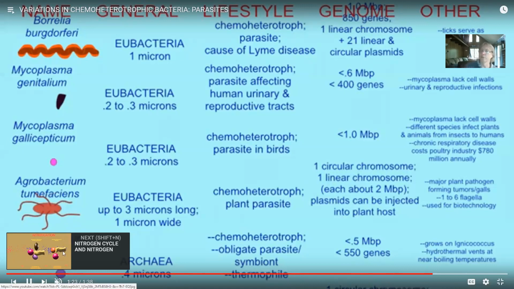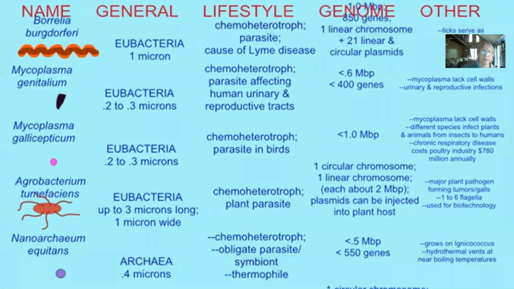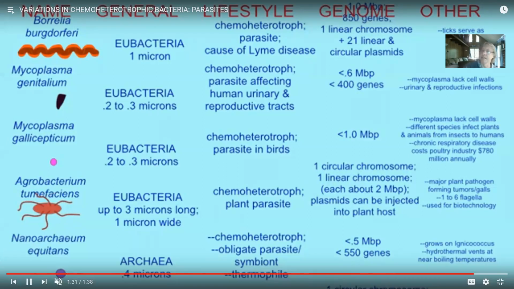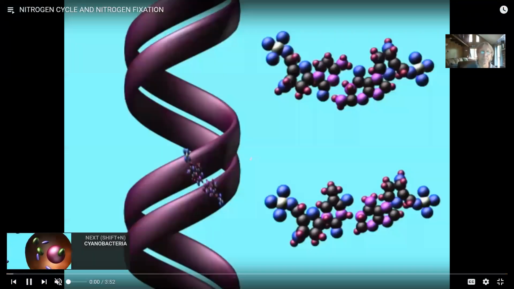So chemoheterotrophs get both their energy and carbon from the organic molecules of others, but there are different ways of doing that. You can be a decomposer of dead stuff, you can be a parasite on a living host, or you could kill the other organism to get it, in which case you are a predator.